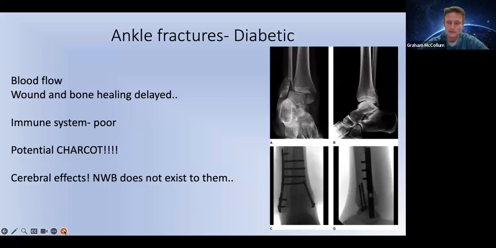We tell them, you've got to immobilize this. You can't walk in it. The patient's 100 kilograms, but they just cannot. They need to get to the toilet. They need to stand up. They will always stand in it. They also have a poor immune system and all of the above.